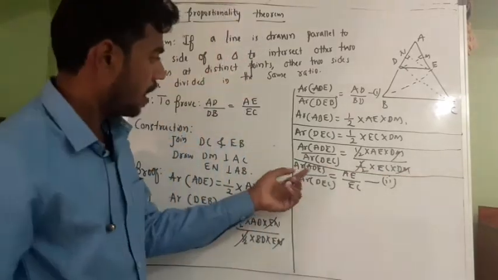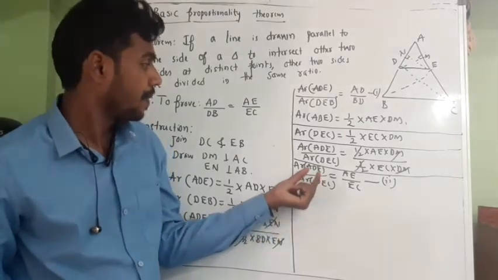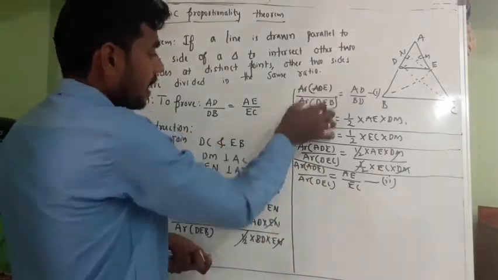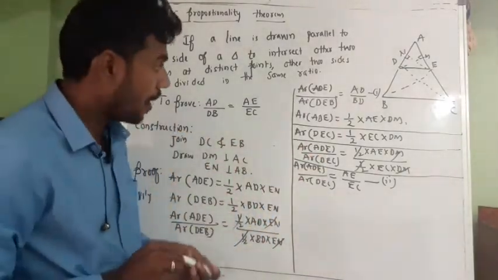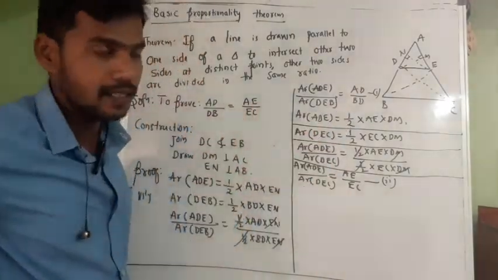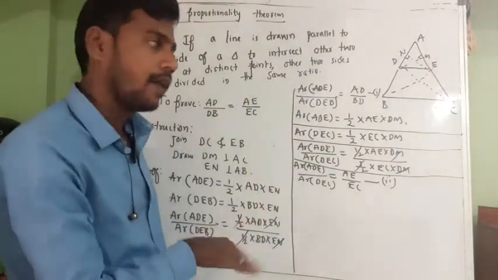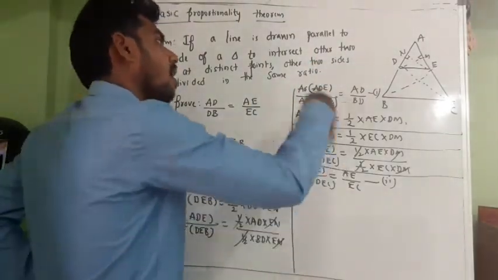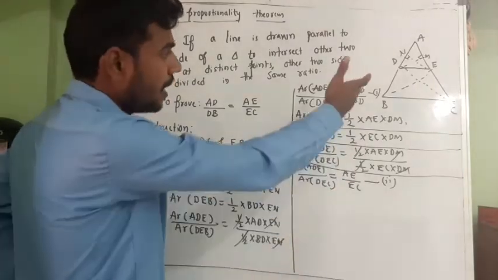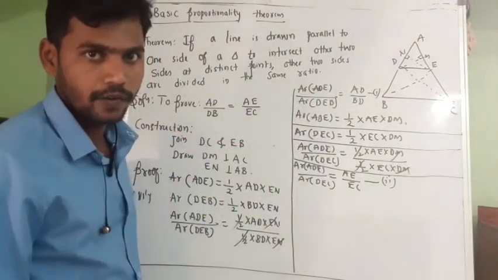Okay, area of triangle ADE divided by area of triangle DEC. So here area of triangle ADE is there, area of triangle ADE is there. If I am able to prove area of triangle DEB is equal to area of triangle DEC, then LHS will be equal, thereby the right hand side will be equal. I can show AD by BD is equal to AE by EC. Then that concludes our proof.